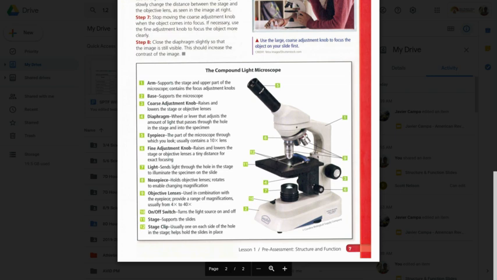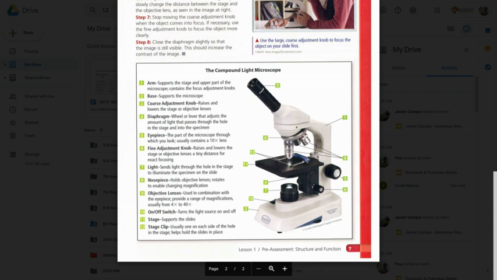4, diaphragm. This is a wheel or lever that adjusts the amount of light that passes through the hole in the stage into the specimen. Part 5, eyepiece. The part of the microscope through which you look contains usually a 10x lens. 6. Fine adjustment knob that raises and lowers the stage a tiny distance for exact focusing. 7. Light. It sends a light through the hole in the stage to illuminate the specimen on the slide.